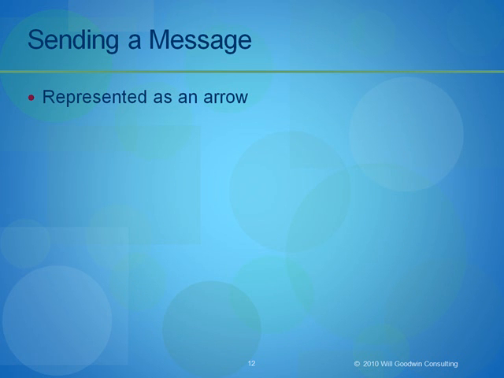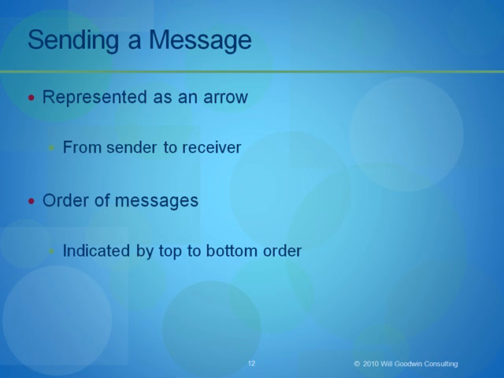So when we go to send a message, this is represented as an arrow, the arrow pointing to the object that receives the message that should actually execute a method for us. The arrow always points from the sender to the receiver. And the order of the messages is indicated by top to bottom order. We have this nice vertical time axis. This is one of the strengths of the sequence diagram.